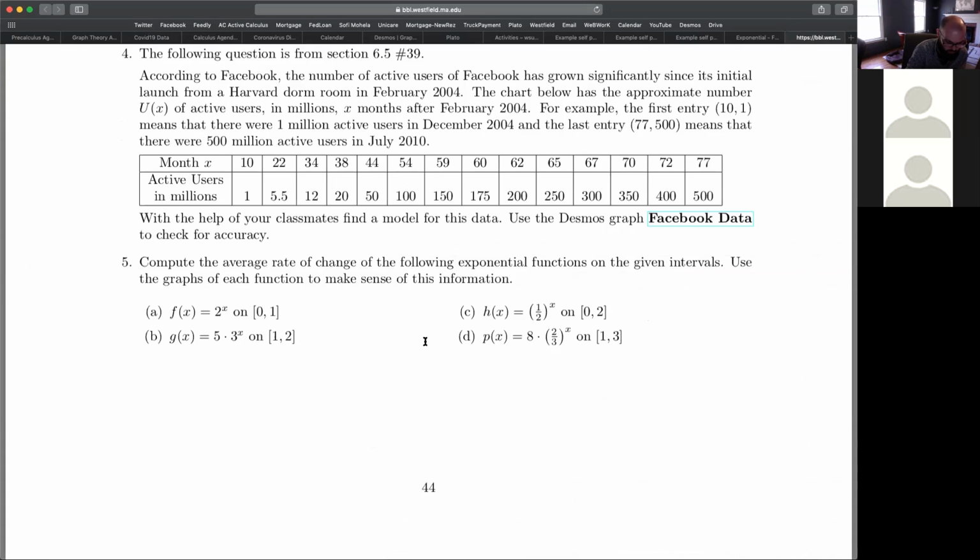It's change in output over change in input, right? That's right. And so we have a formula for that, which is, so we would have the average rate of change.